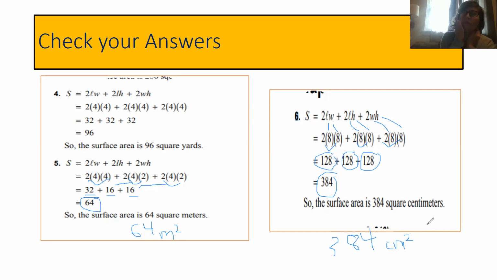All right, so hopefully this helped. You can always go into iExcel and practice this, and then there are also the worksheets that you should have received in the mail that would also allow you to practice finding the surface area of rectangular prisms.